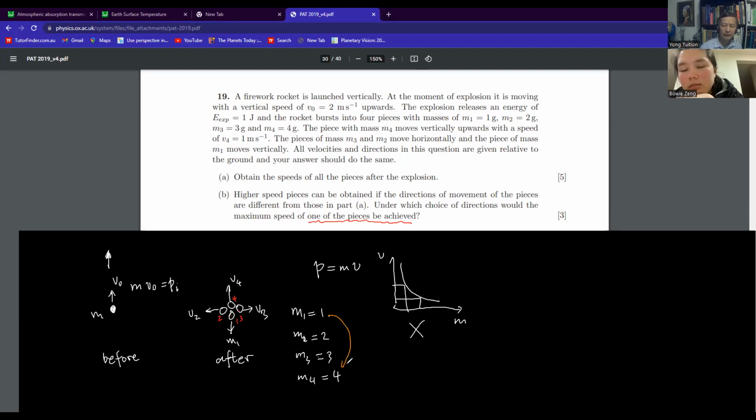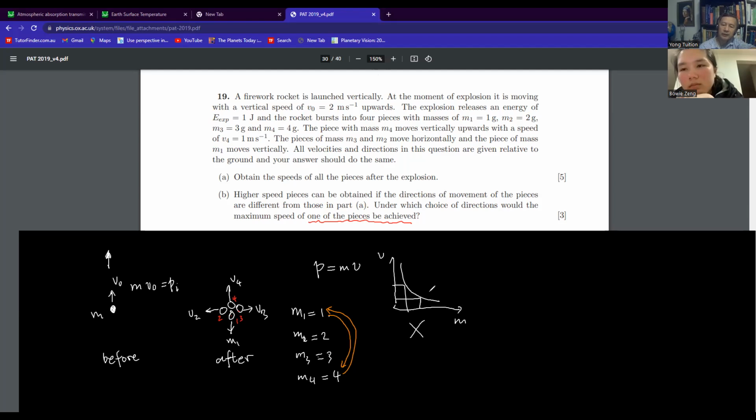Because if we swap these two, can we make a difference? We can't do much about 2 and 3 because it's horizontal, right? Its initial momentum is always 0. So it's impossible to change. If you just swap 1 and 4, that can make a difference. Do you agree?